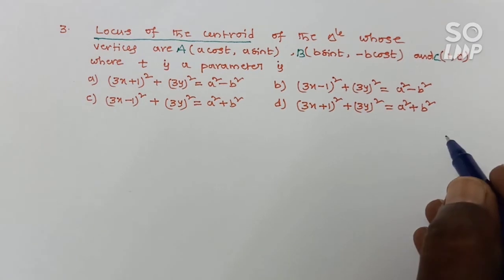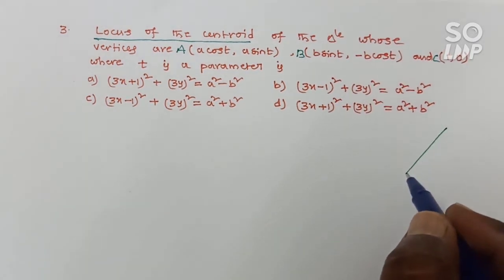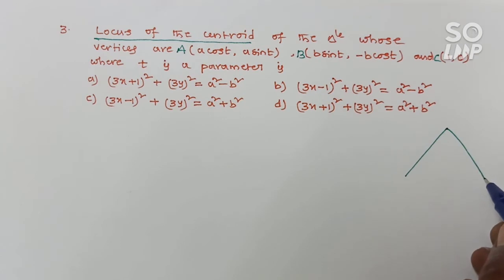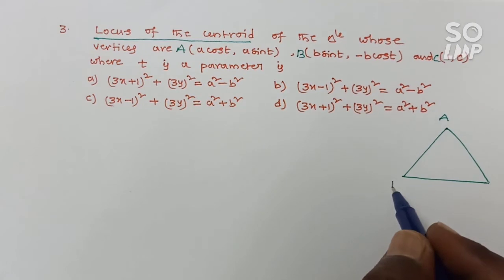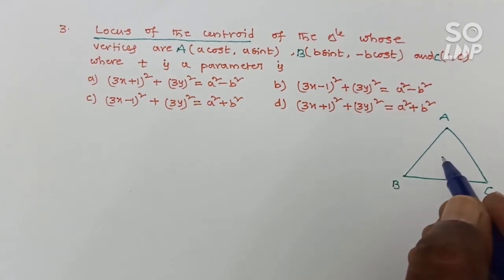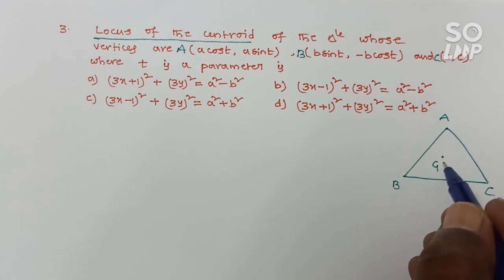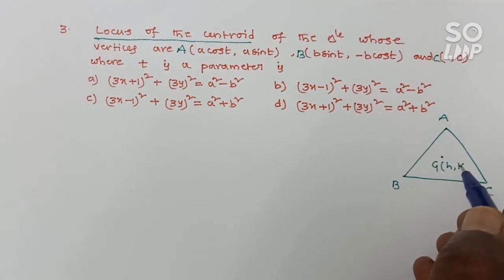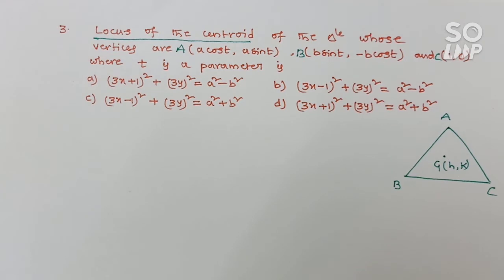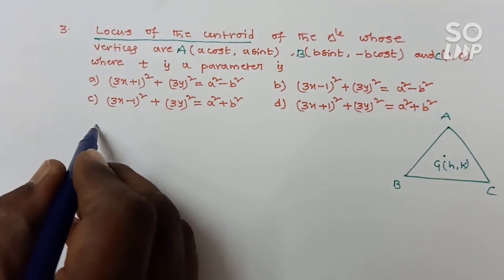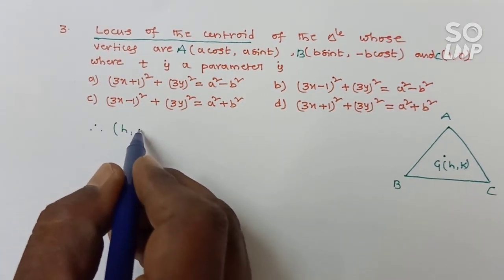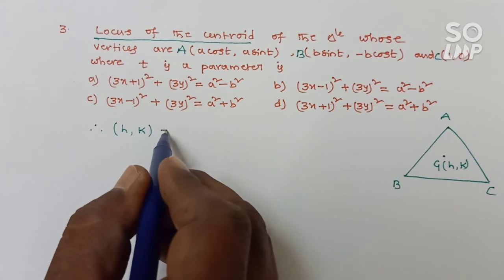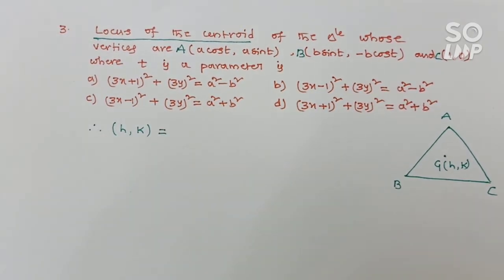So here you take the triangle ABC. Now let the centroid be H comma K. Therefore, what is the formula for the centroid? H comma K is equal to the sum of the x coordinates divided by 3, comma, sum of the y coordinates divided by 3.